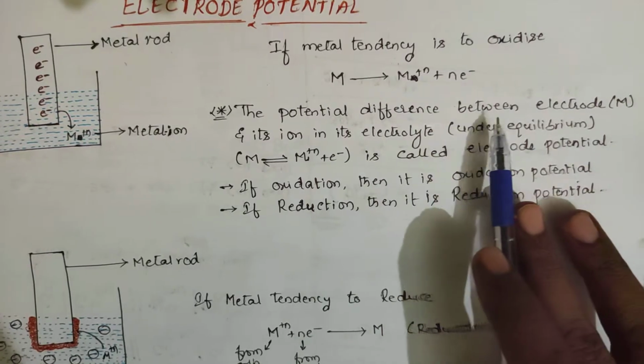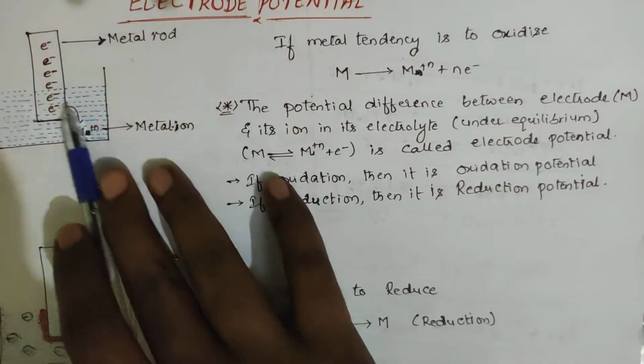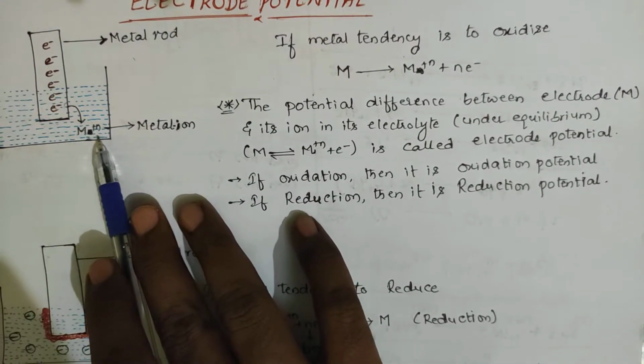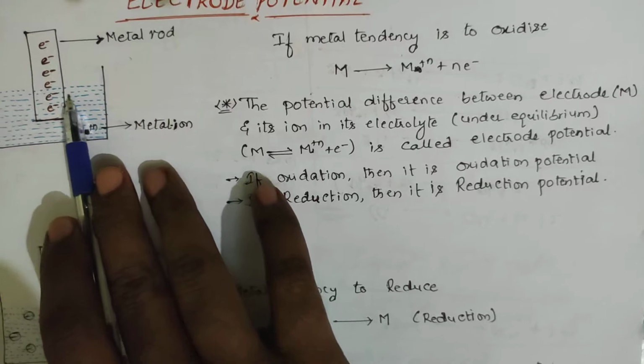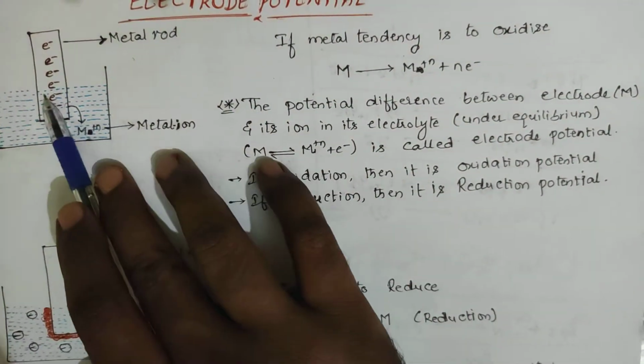The potential difference between the electrode and its ion in its electrolyte, between the electrode as well as the ion present in the electrolyte, and those should be under equilibrium. This equilibrium should be maintained. It should not come and attach there.